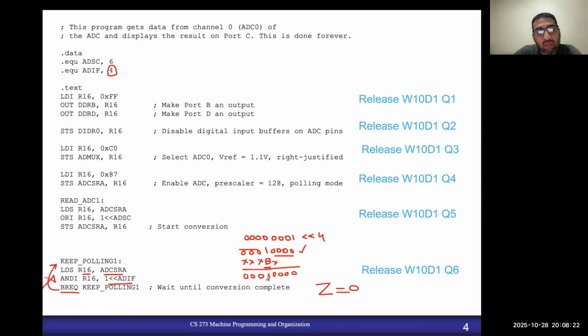However, if the conversion was not completed, then this B bit would have its value of 0. So the result of the AND immediate operation will be 0 here, and the Z flag will be equal to 1. In that case, we will go back to the loop and keep going back until the conversion is completed and the flag is set equal to 1.